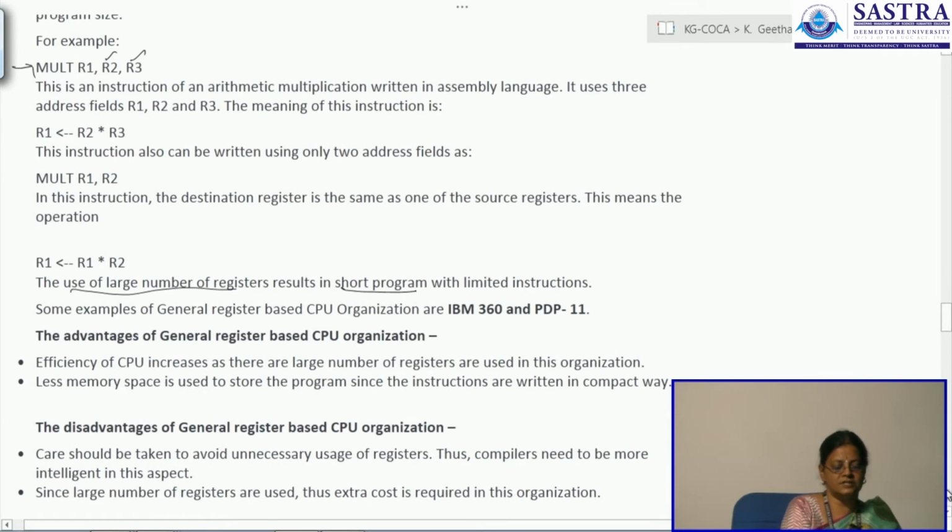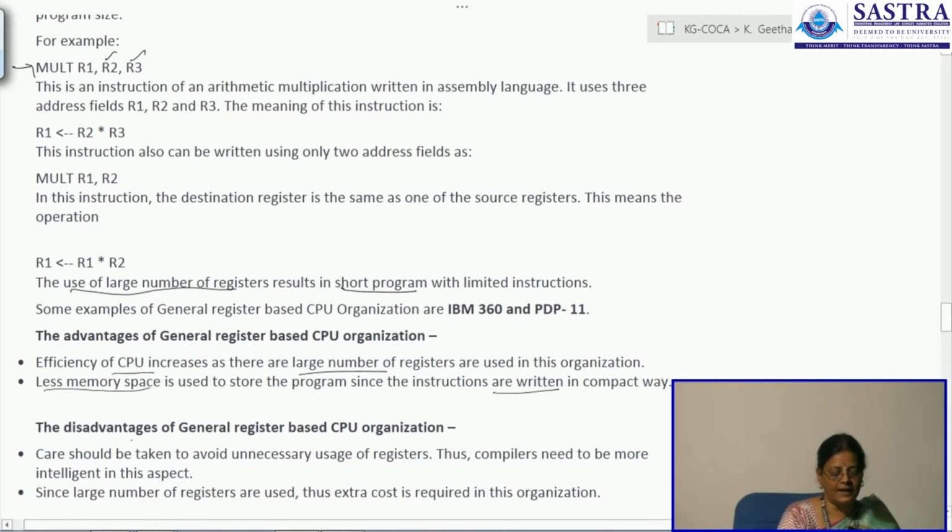So efficiency of the CPU will increase if there are a large number of registers, because no intermediate storage is required, no need to transfer back into the memory, and whenever I am minimizing the memory reference, I can reduce the time taken. And less memory space will be used by the source program because the instructions are written in a compact way. So these are the two advantages that we are going to claim from the register based organization, and if we have enough registers, we can always have these advantages applicable.